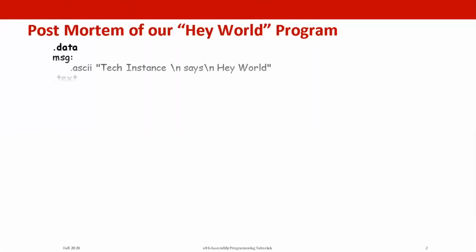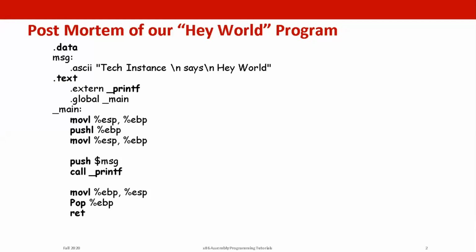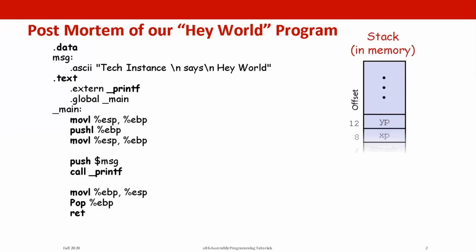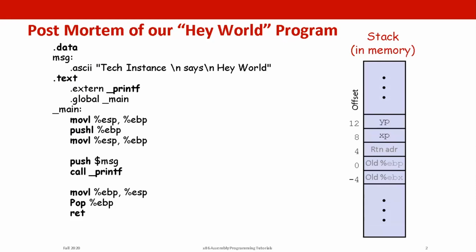This is what we had from our last video where we implemented our Hey World program. Now to do the postmortem of this program, we need to recall the stack memory that we saw in our crash course on assembly. So this is our stack memory that is implemented inside the main memory or the RAM, right? These are the addresses that go from lower at the bottom to higher on the top. And shortly we will see why the order is important.